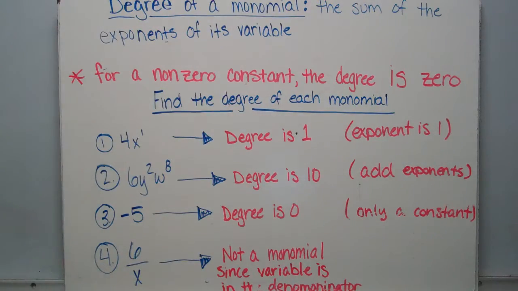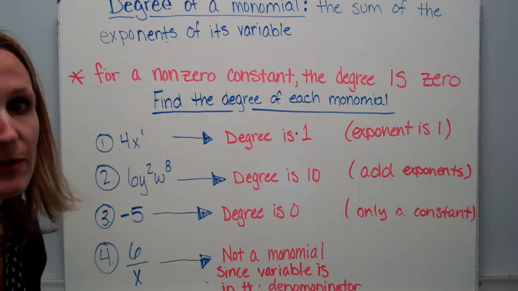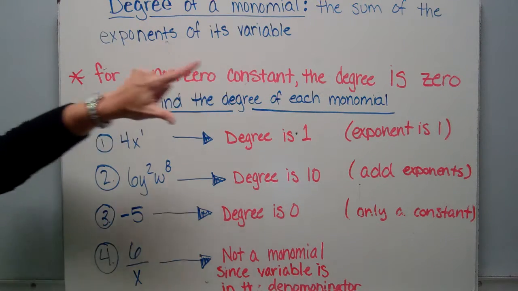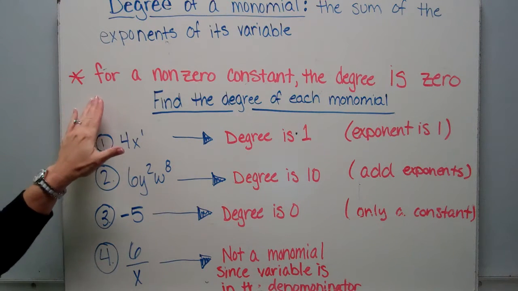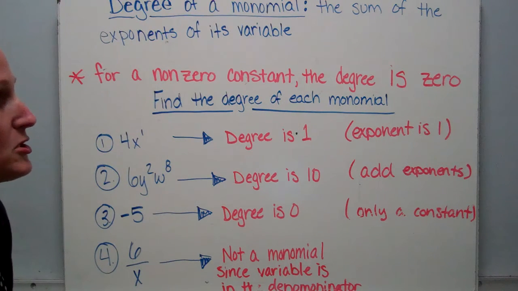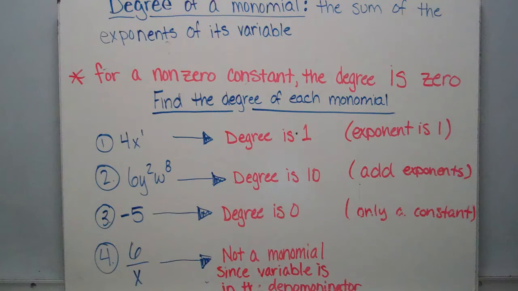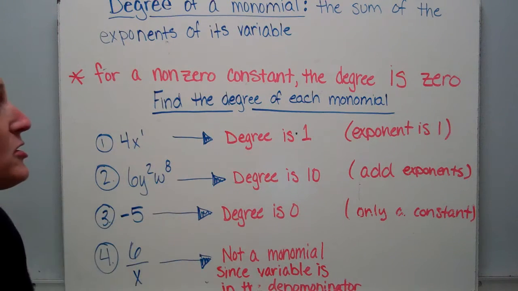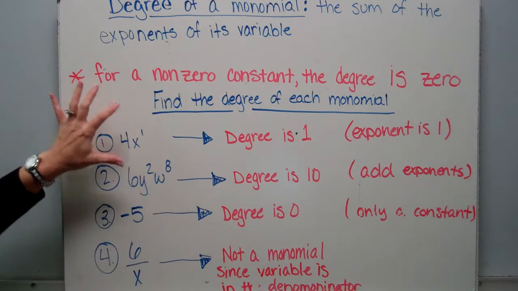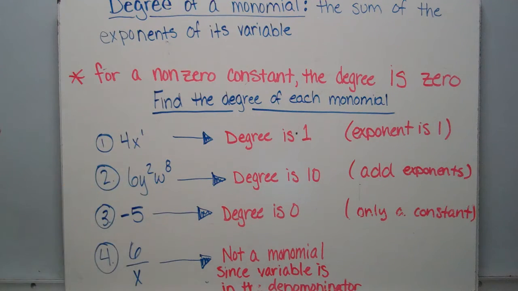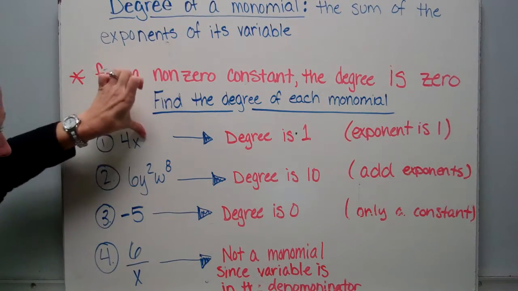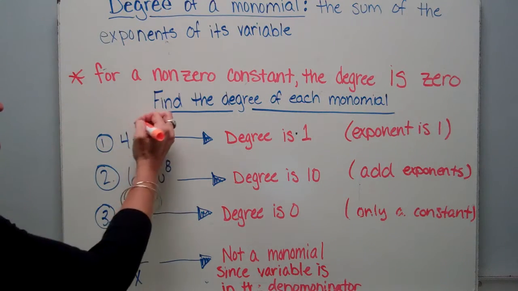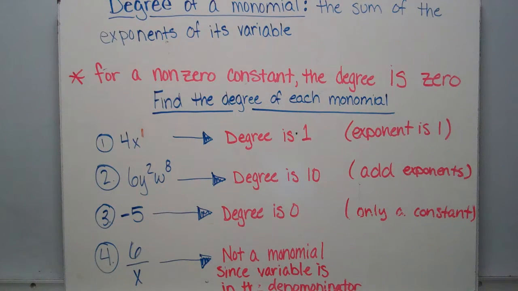Okay, so let's talk about the degree of a monomial. Well, the degree of a monomial is the sum of the exponents of its variable. Okay, so for a non-zero constant, the degree is 0. Well, what does that mean? Well, let's find the degree of each monomial. So if we have 4x to the first, the degree is 1. Or if I just had 4x, which we know is the same as 4x to the first, the degree is going to be 1, and that's because the exponent is 1.